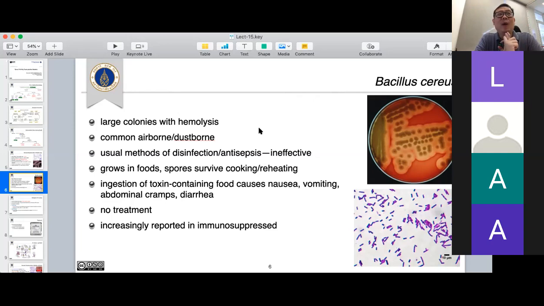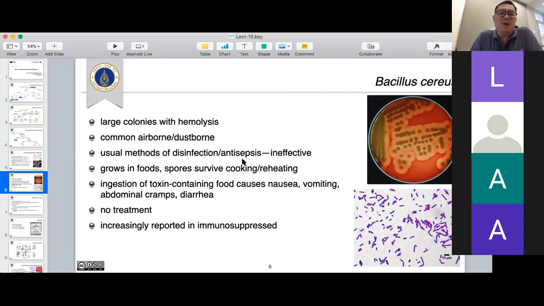Particularly you guys in the teenager age, you love to go to the supermarket or 7-Eleven and buy some frozen food or already cooked food in the freezer, and then you use the microwave to heat it. But if you don't heat it properly, and that food is contaminated with cereus, you might get infected.